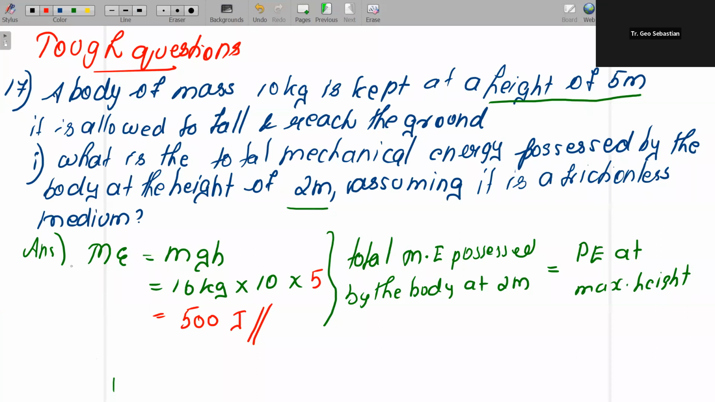This is nothing but the first question's answer. Now the second question's answer. I hope you guys understood why I took 5 meter itself as the height.